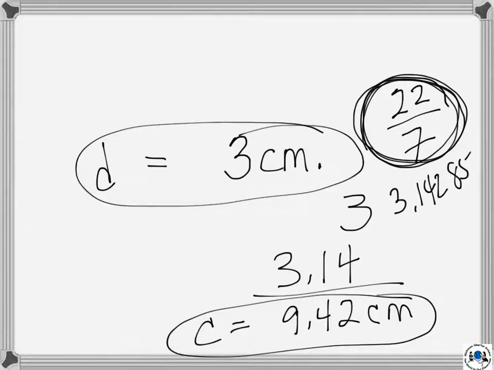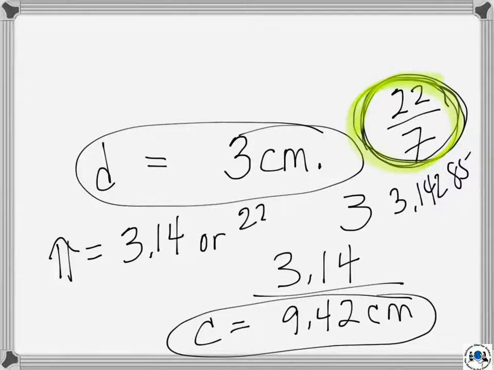I'm not sure if they may even have it in your binder at some point. But if you would write these down as pi is equal to either 3.14 or 22 over 7, and we'll use either one of these depending on the context of the problem.